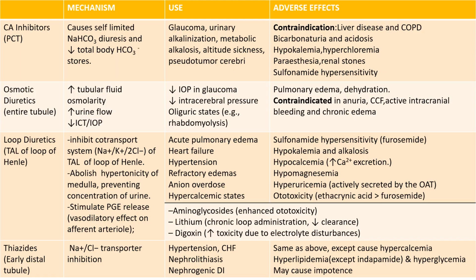Okay, so thiazides are useful in hypertension, heart failure, nephrolithiasis, nephrogenic diabetes insipidus, and adverse effects are same as loop diuretics: sulfonamide hypersensitivity, hypokalemia and alkalosis, hypomagnesemia, but hypercalcemia. It causes hypercalcemia. In addition to that, it may cause hyperglycemia and hyperlipidemia, and it is advised not to be given in young males because it can cause impotence.